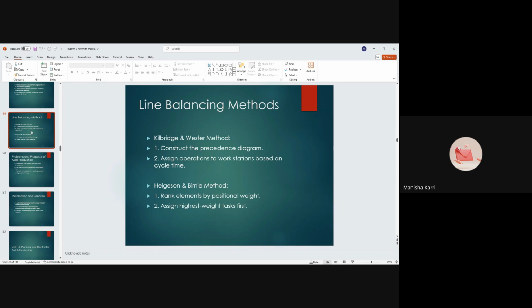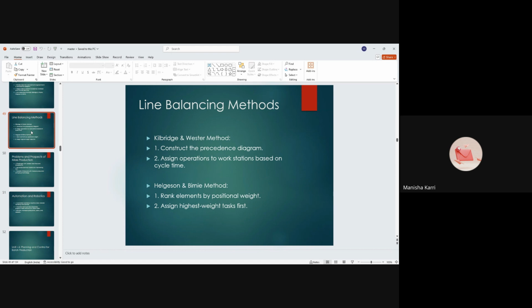First one is to construct the precedence diagram. Draw a diagram that shows the sequence of tasks. It helps to understand which tasks must be completed before others can start. And step two is to assign operations to workstations based on the cycle time. For example, distribute tasks to different stations, making sure that the total time each station takes does not go over the cycle time, the time limit for each station to complete its work.